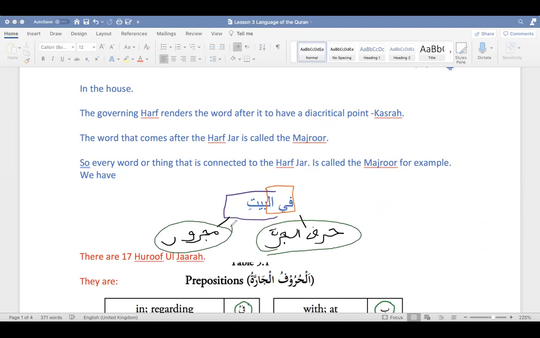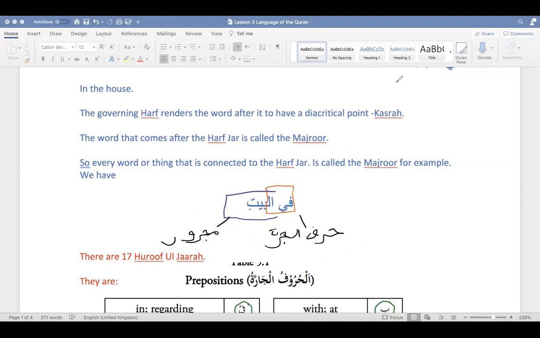How does a majroor reflect itself? Or how do you know that this word is majroor? By looking at this. This is the main indication. Is that clear? Does that make sense, inshallah? What difference does it make, or is it just literally how to pronounce it? It's literally how to pronounce it for now.